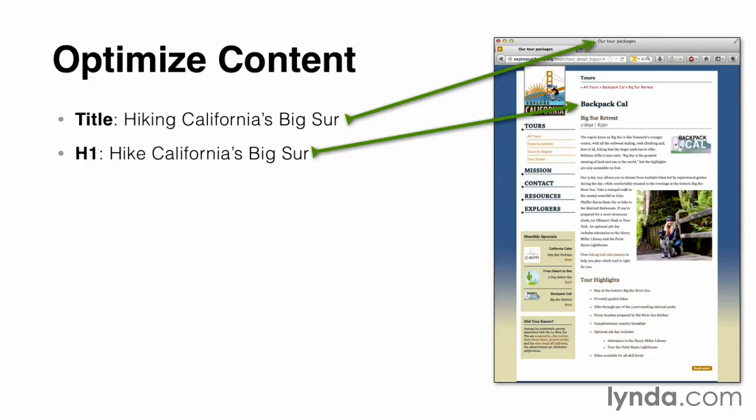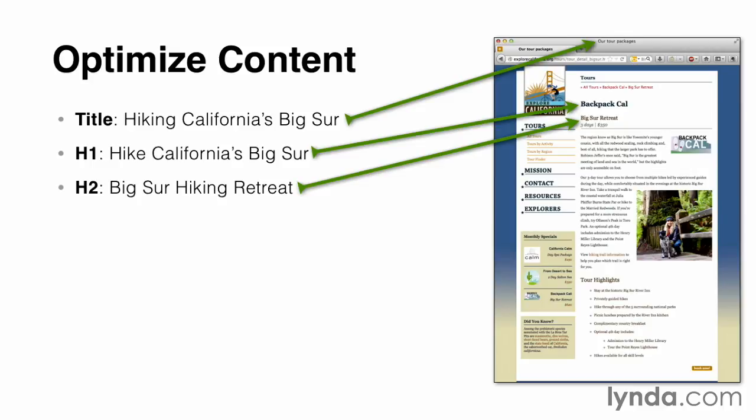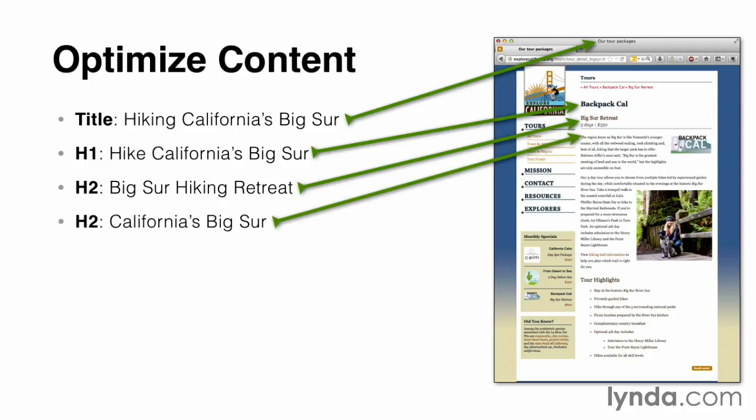The H2, which is the name of the package, currently Big Sur Retreat, I'm going to turn that into Big Sur Hiking Retreat. I want to be specific, and I can use the hiking keyword without sounding redundant, because that's the package that we're offering. Now I can also add some structures where structures don't exist.